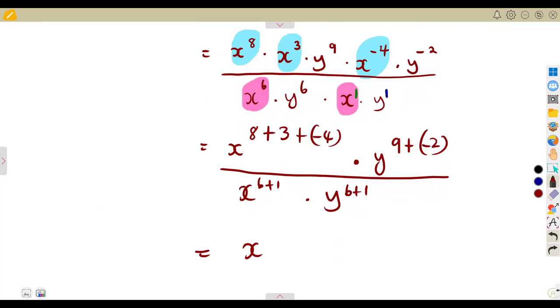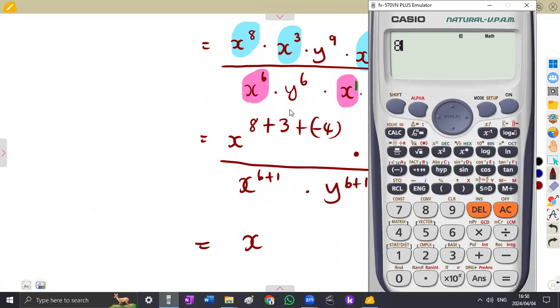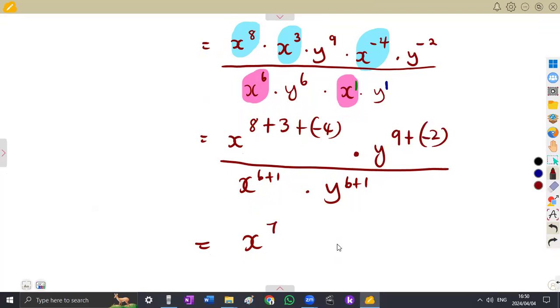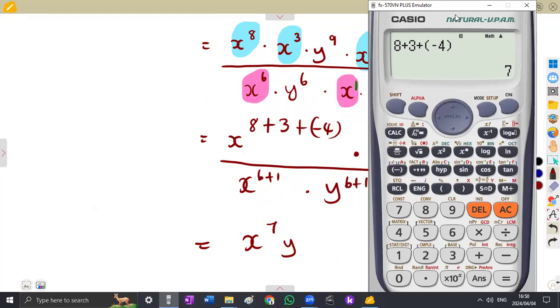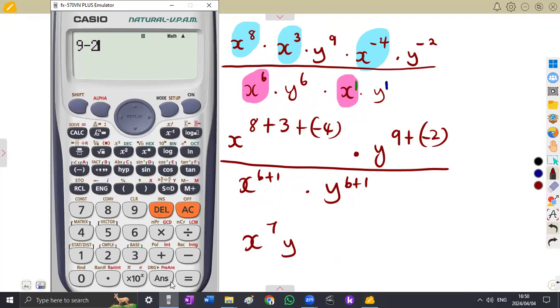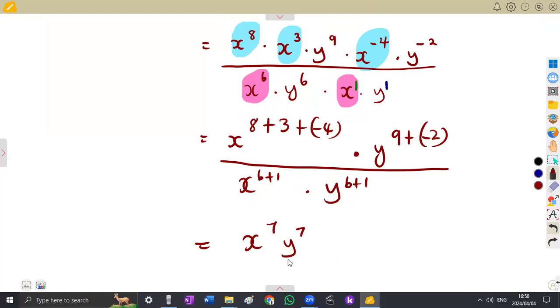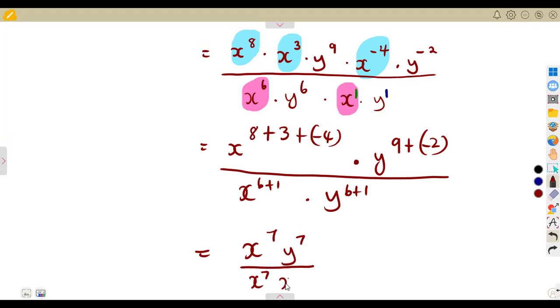All right. So you're going to simplify the numerator. So if we add these numbers, this is it here, guys, with your calculator. That's 8 plus a 3 plus a minus 4. So this will give us 7. So that's x to the exponent of 7. 9 plus minus 2 is same as 9 minus 2, which is a 7. So that's y to the exponent of 7 over. If you add, that is going to be 6 plus 1, which is a 7. So that is x to the exponent of 7. 6 plus 1, that is a 7.